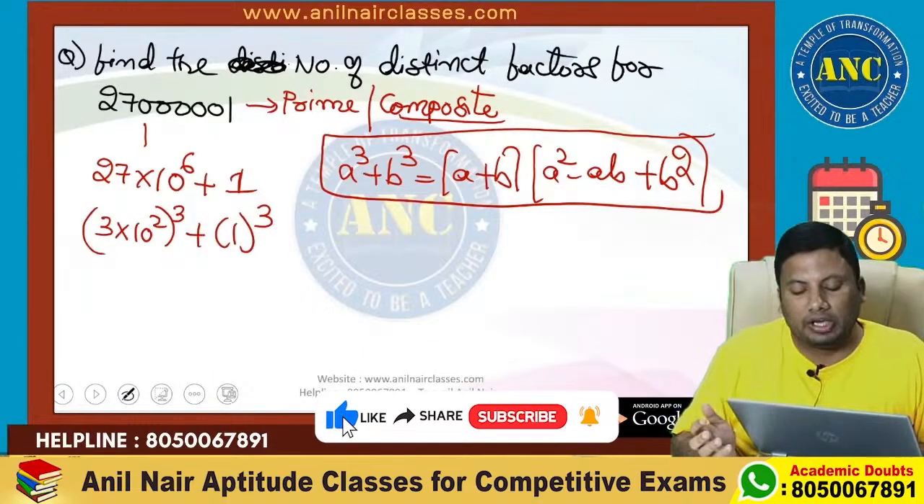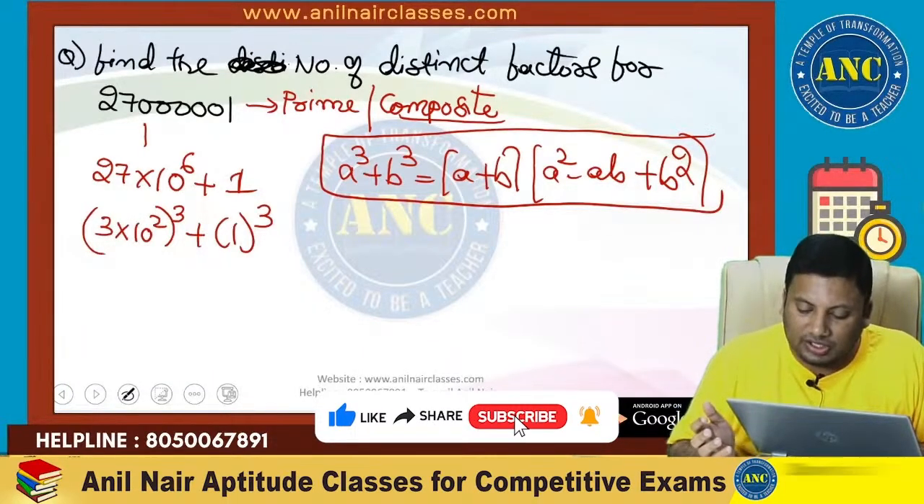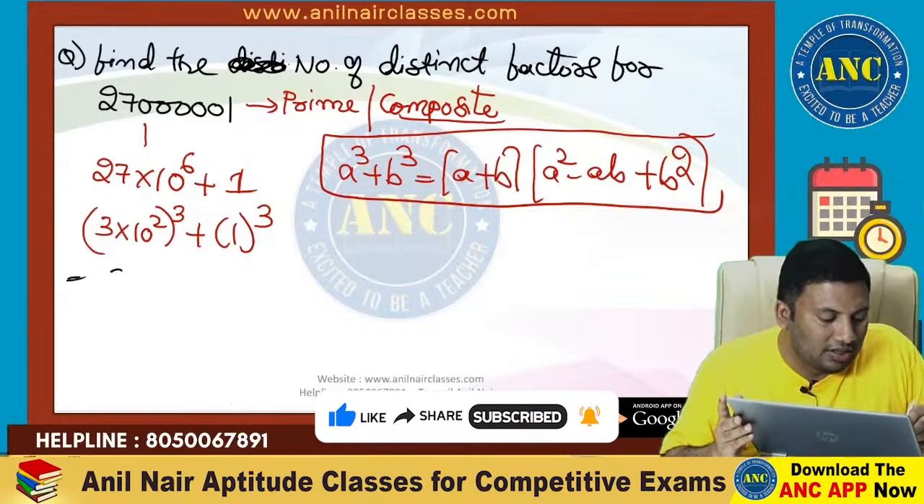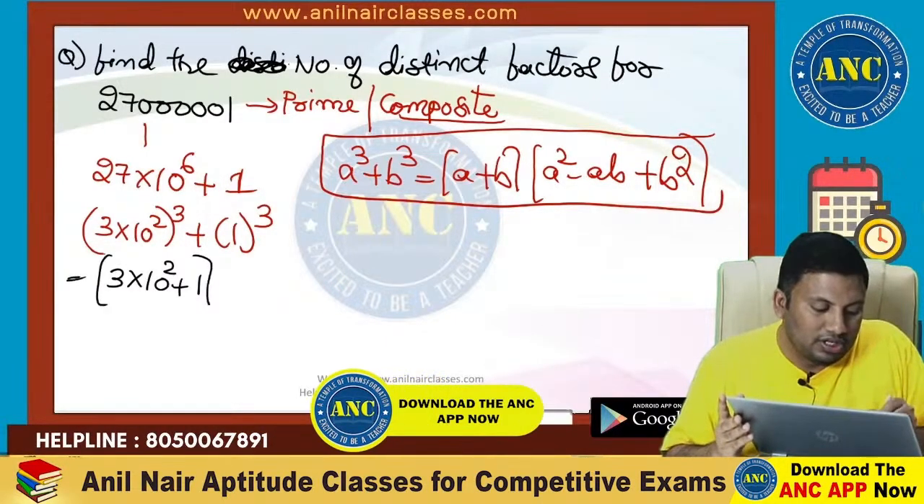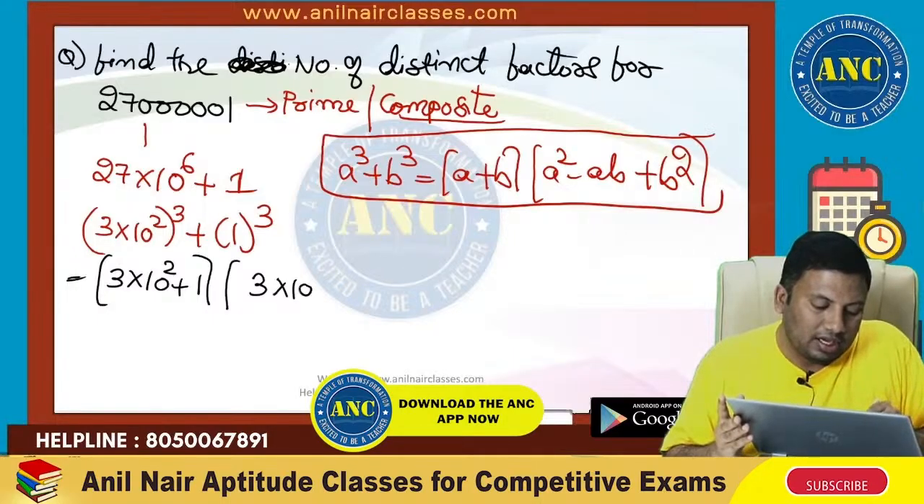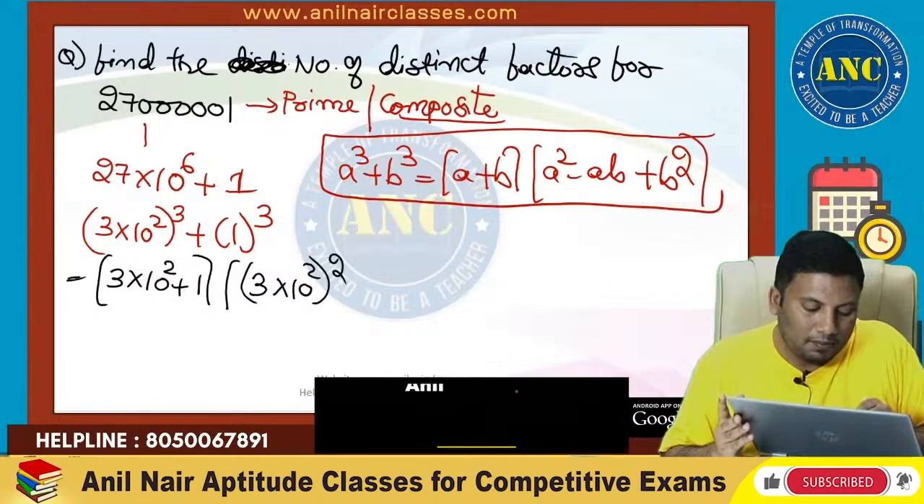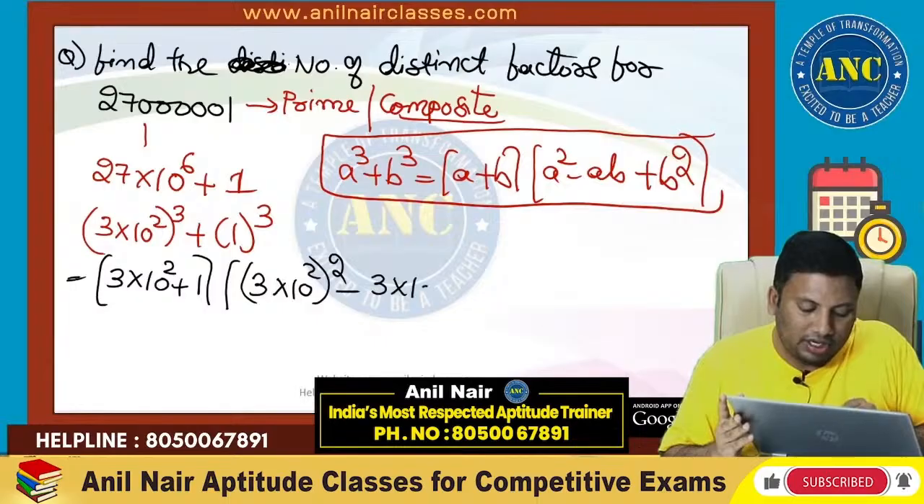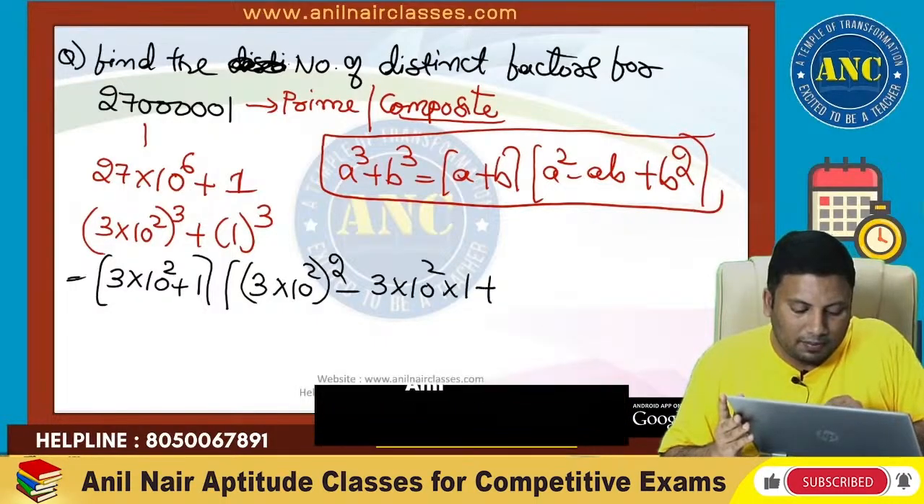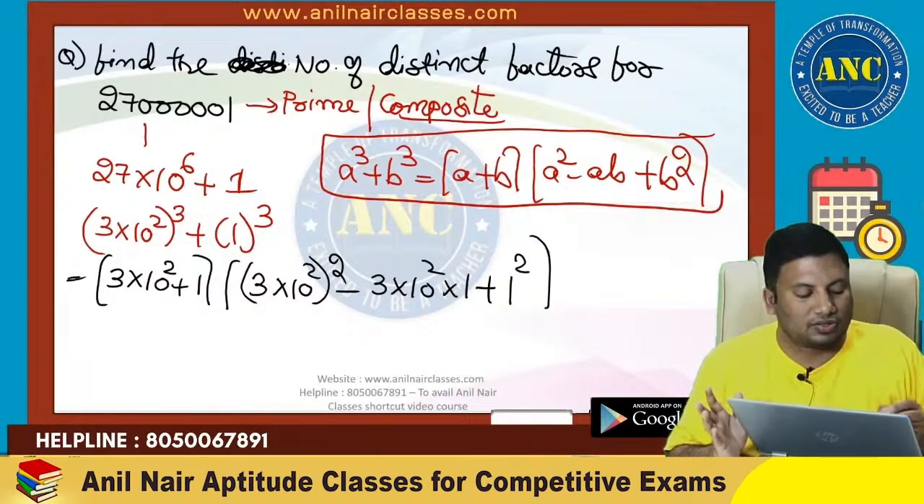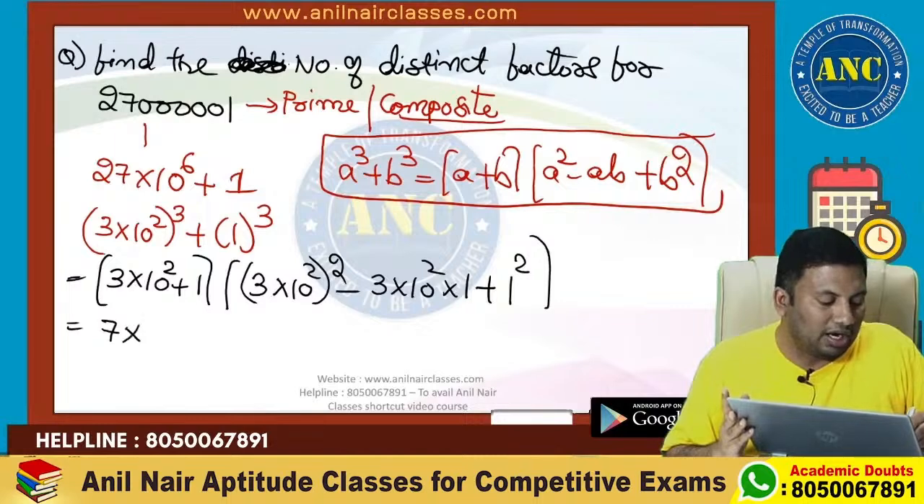A cube plus B cube is (A plus B) into (A square minus AB plus B square). This is A plus B into, see here how I am solving, A square minus AB: 3 into 10 square into 1 plus 1 square plus 1 square. These 301, we already got it as 7 into 43.